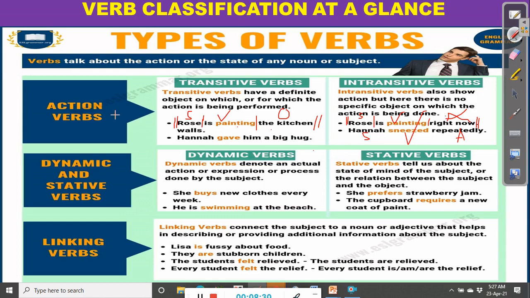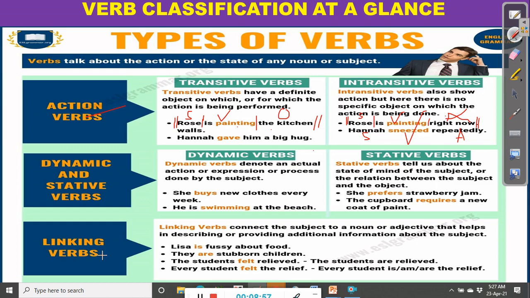Don't forget we have described action verbs as transitive and intransitive. And by the way, we have described verbs as action verbs. All right, and action verbs can be either dynamic or stative. All right, and we are going to look at all these. Then we look at linking verbs, which are verbs of being.